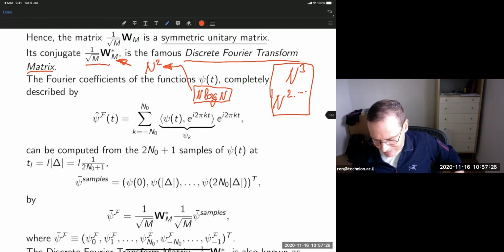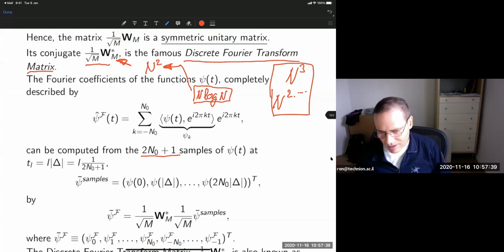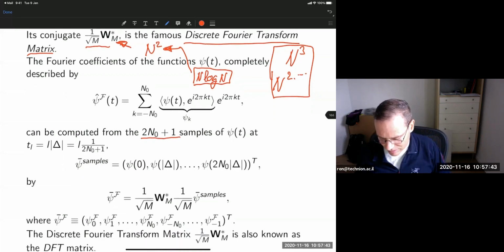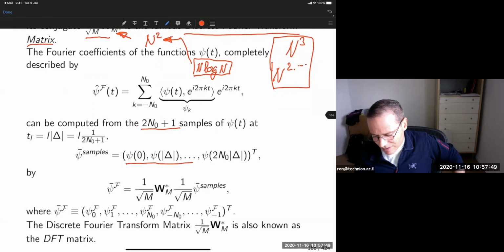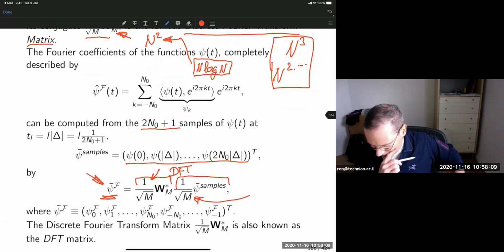Okay, so again, what we do is sample my signal at 2n0+1 samples at equally distant points. And now I can shift it only like that. And what happens is that from these samples, what I can do is get the coefficients by multiplying the samples by this unitary matrix that we call the DFT. So the DFT of my samples, and I need to somehow normalize my samples as well, would be my Fourier coefficients. So these are my Fourier coefficients, and this is the way to achieve them.